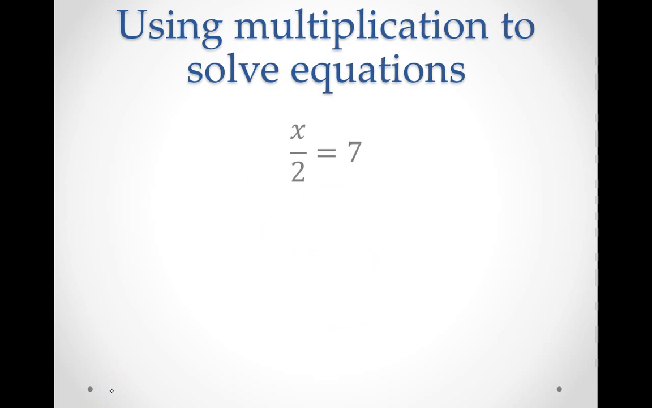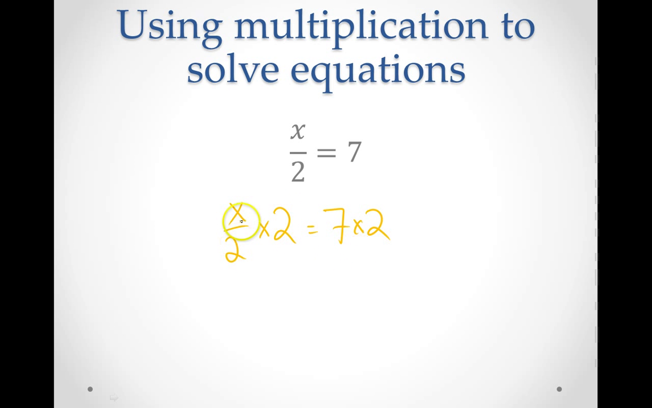How about multiplication? When do we use multiplication? We use it when the equation uses division. So x over 2 equals 7. Well, we're dividing. Remember that fraction bar means divide. So we go x over 2 times 2 is equal to 7 times 2.